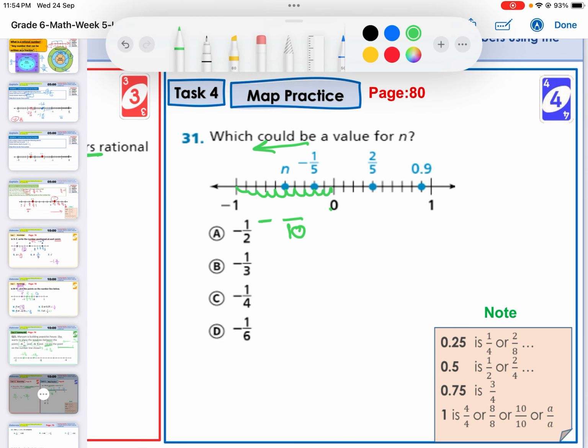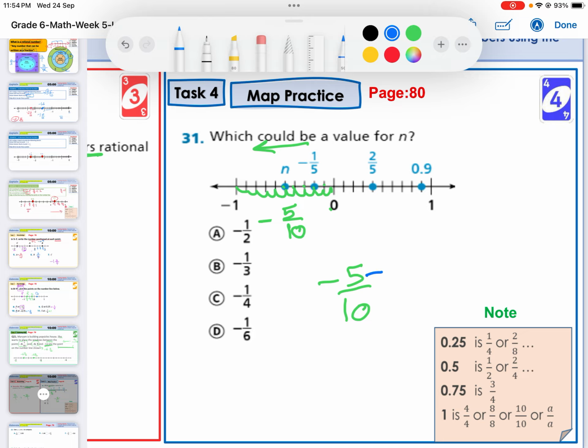Okay, let's start counting. That will be 1, 2, 3, 4, 5. So the value of n is negative 5/10. As you can see here, you don't have that fraction. So what do you need to do? You need to simplify it. You studied in grade 5 how to simplify such a fraction. How do you do that?